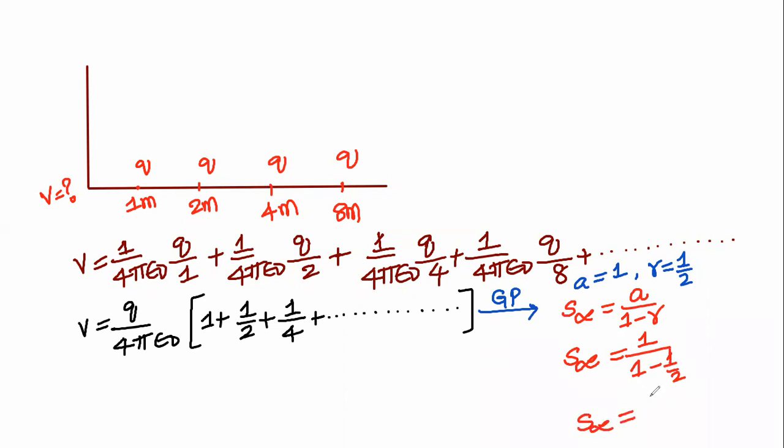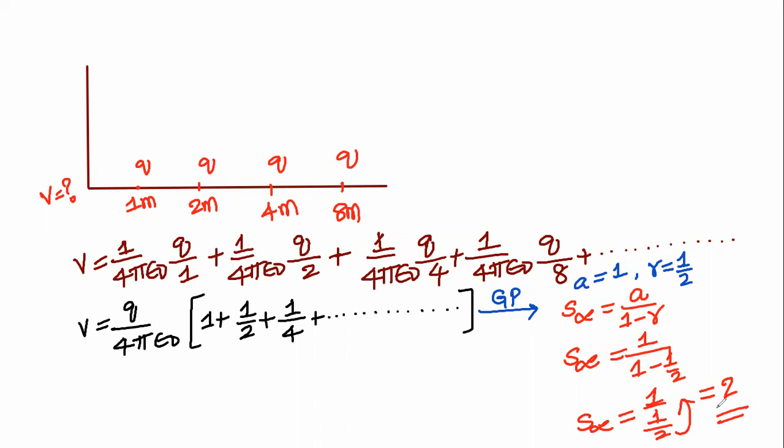So S infinite is 1 divided by 1 by 2, which comes to the numerator, and that will be equal to 2. So S infinite is equal to 2.